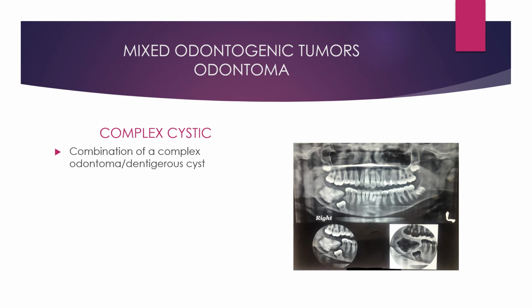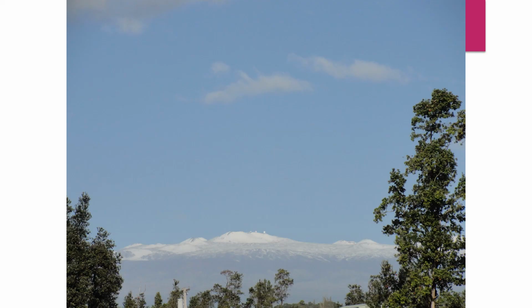The damage of odontomas is well apparent. They interfere with tooth eruption and can be very large, severely displacing the unerupted tooth. This concludes the lecture on odontogenic tumors.